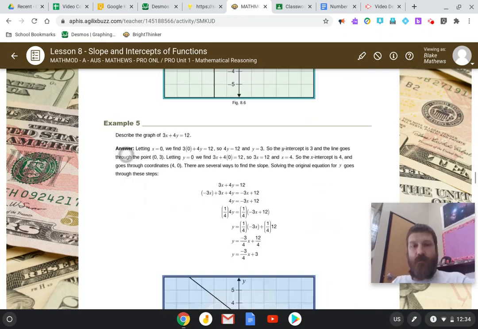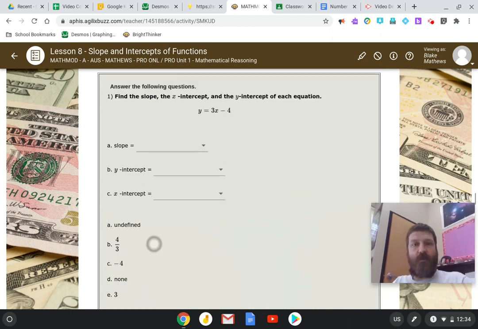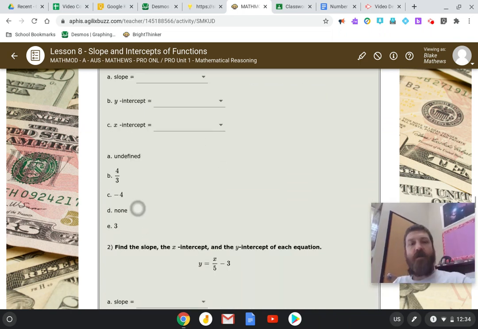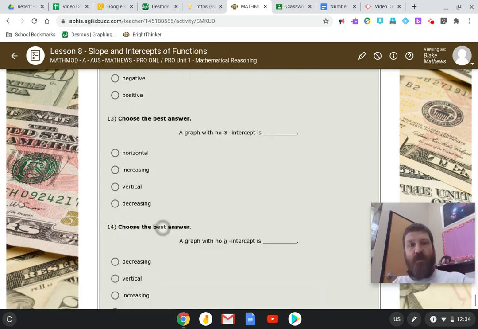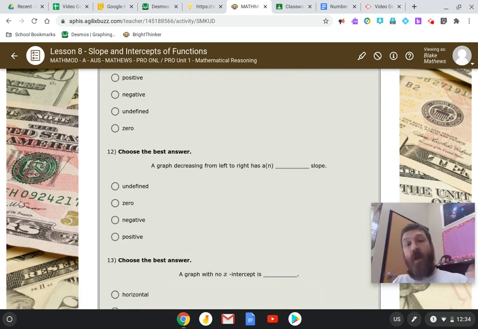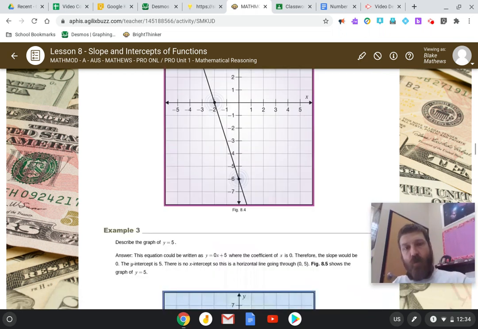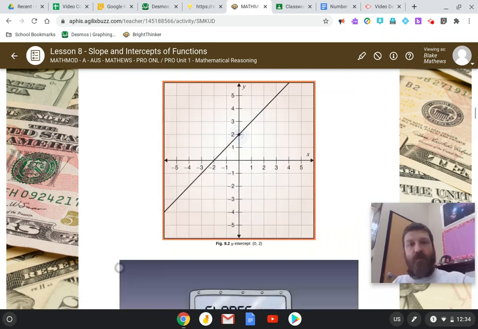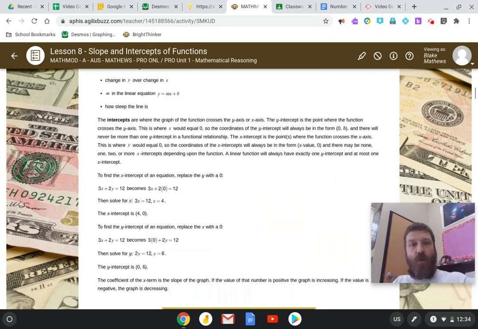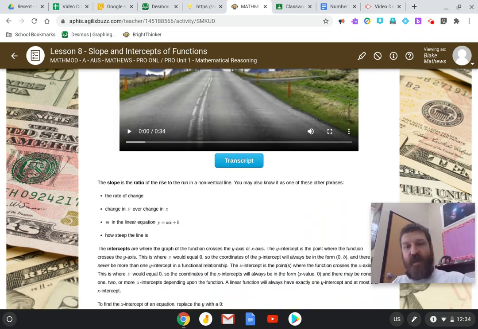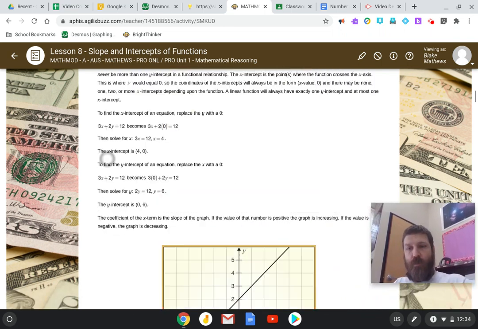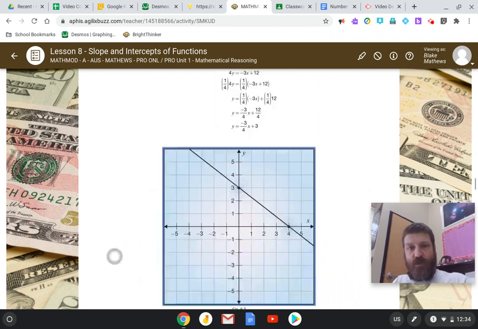So this is what they have you do. In every single one of these examples, they're going to give you an equation. They're going to ask you for slope, y-intercept, x-intercept. That's this whole lesson. And there are some questions at the bottom that are more vocabulary questions. So you just need to look at the vocabulary portion. And I'll also post a little guide for the basic ideas behind slope. And it'll make sense once you see it.